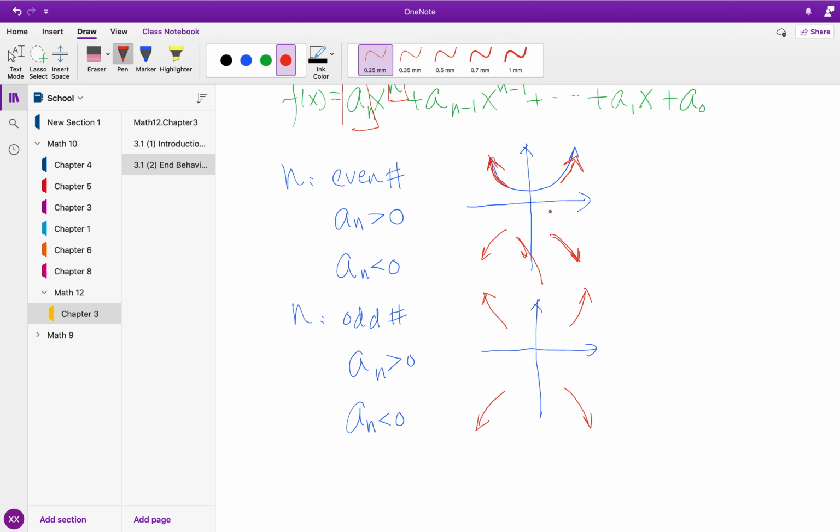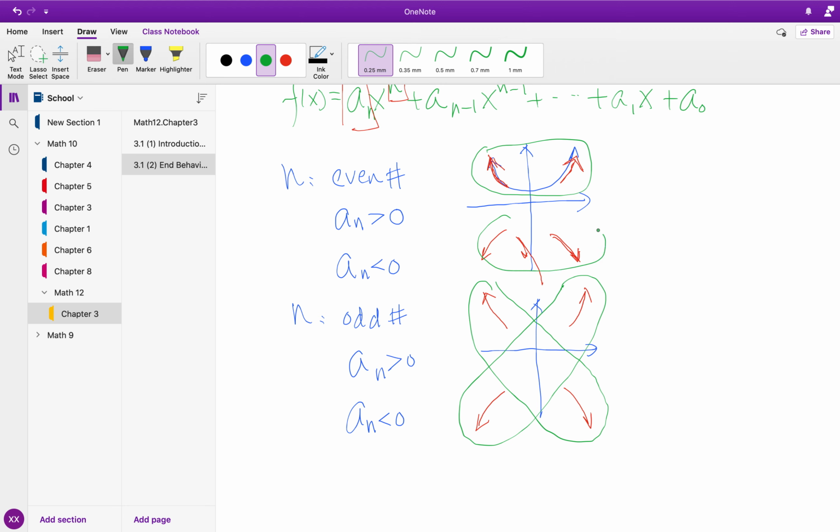All right, so by the way, this is completely different from this one here. So let's use another color. So this is my set of the end behavior. Now this is my set of the end behavior, and similarly this is my set of the end behavior, and then this is my set of the end behavior.